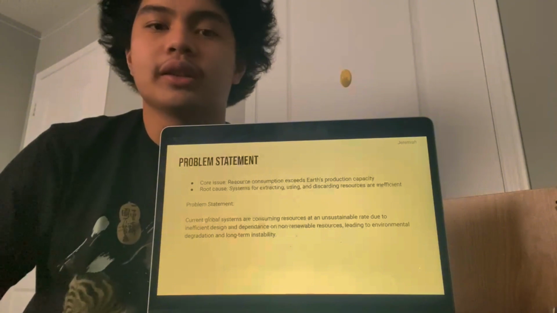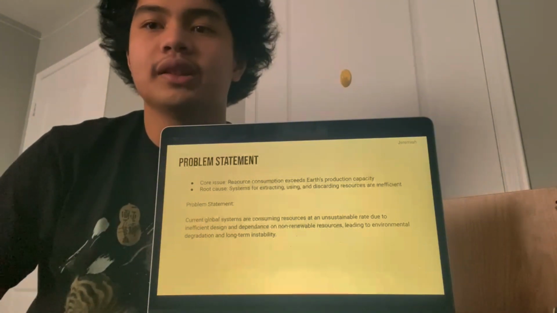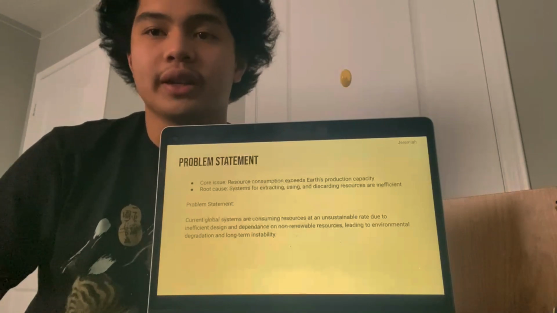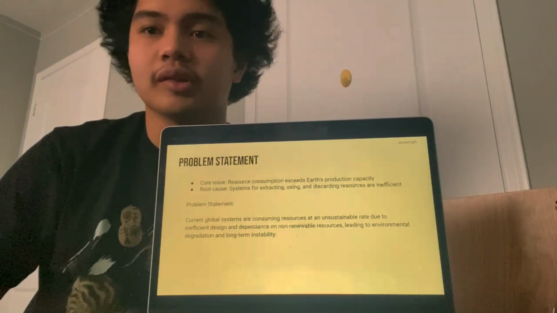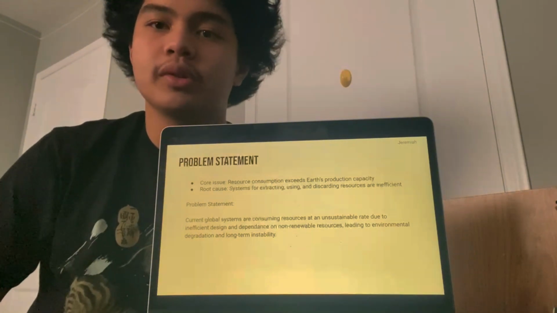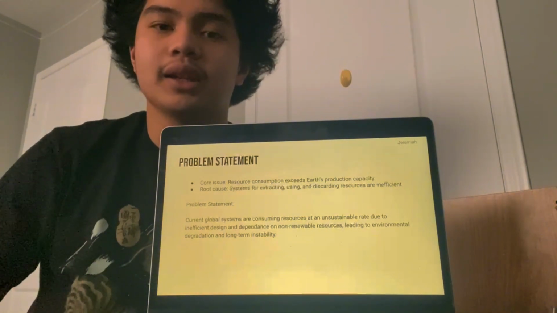The core issue is that global resource consumption exceeds the Earth's production capacity, largely due to inefficient systems for extracting, using, and disposing of resources. This makes current practices unsustainable and contributes to long-term environmental instability.